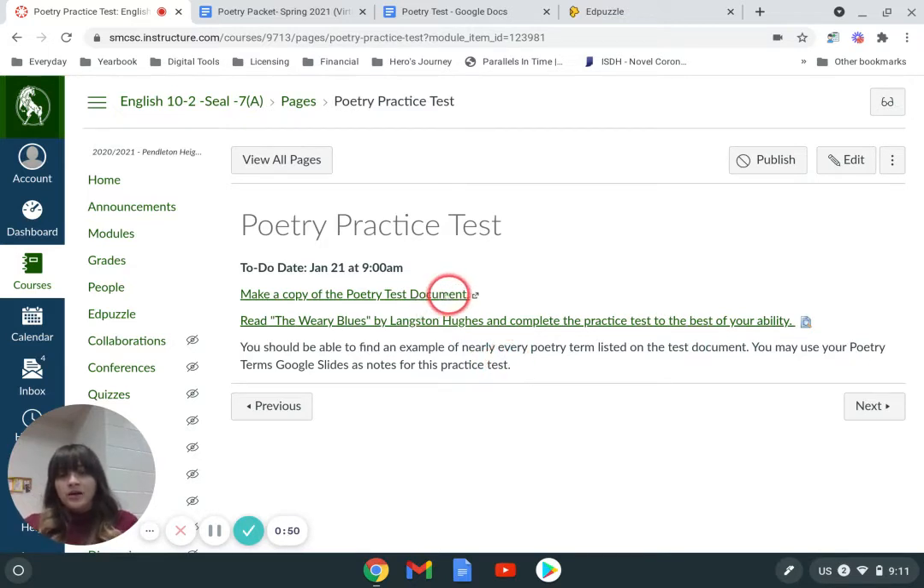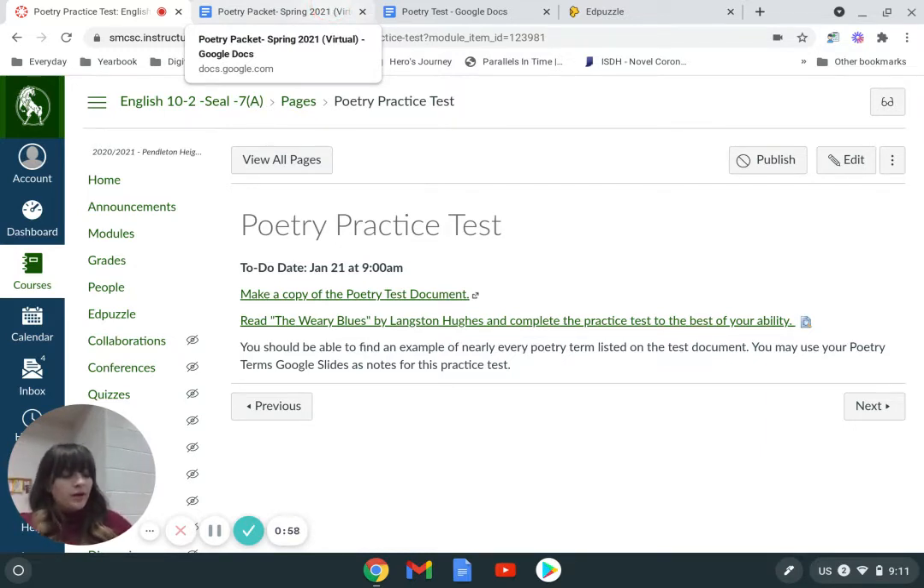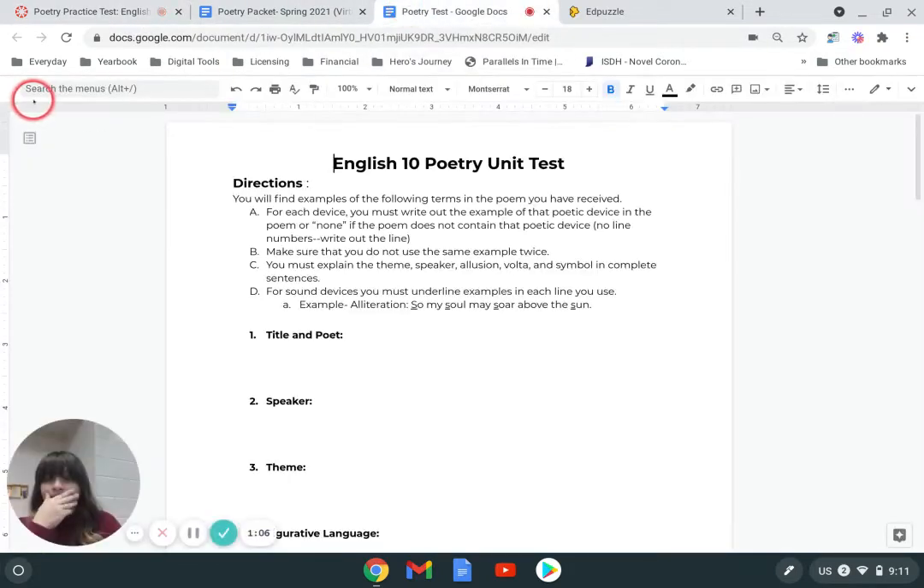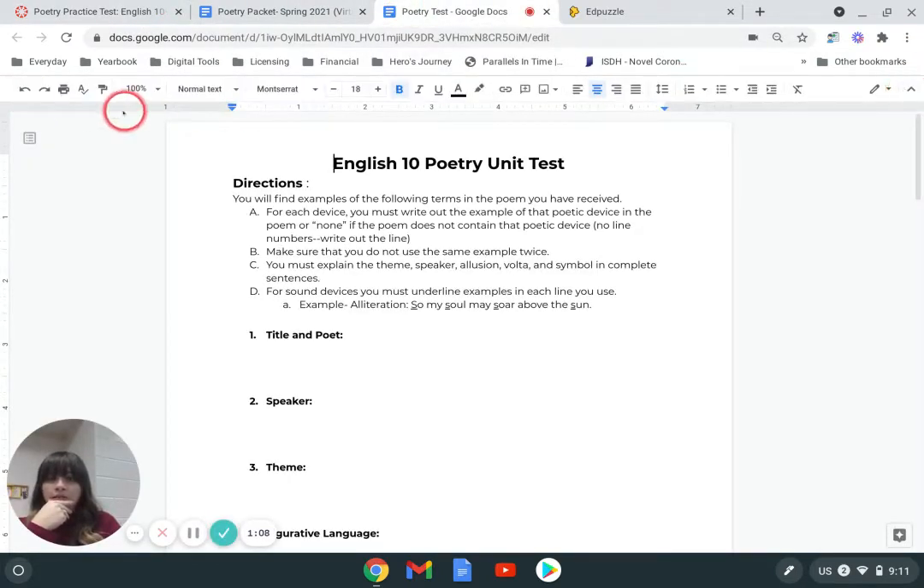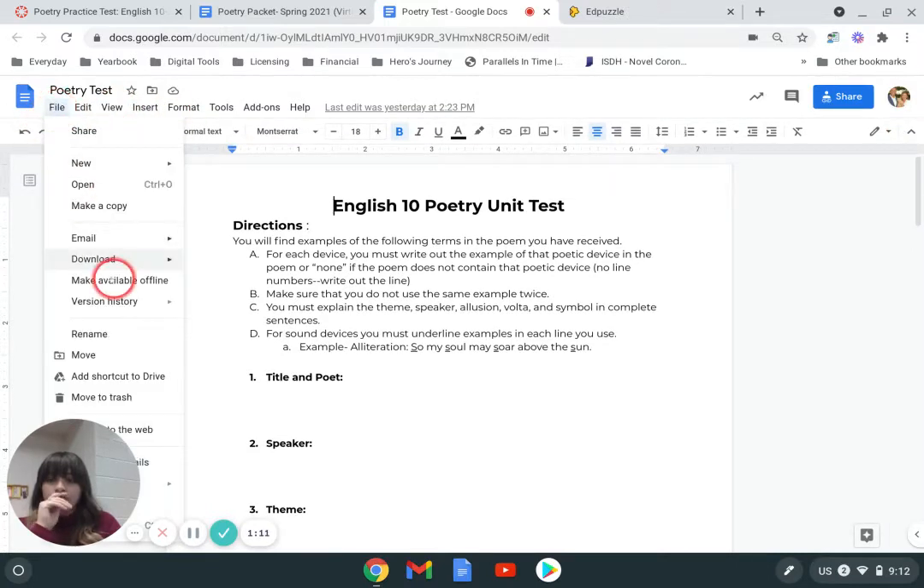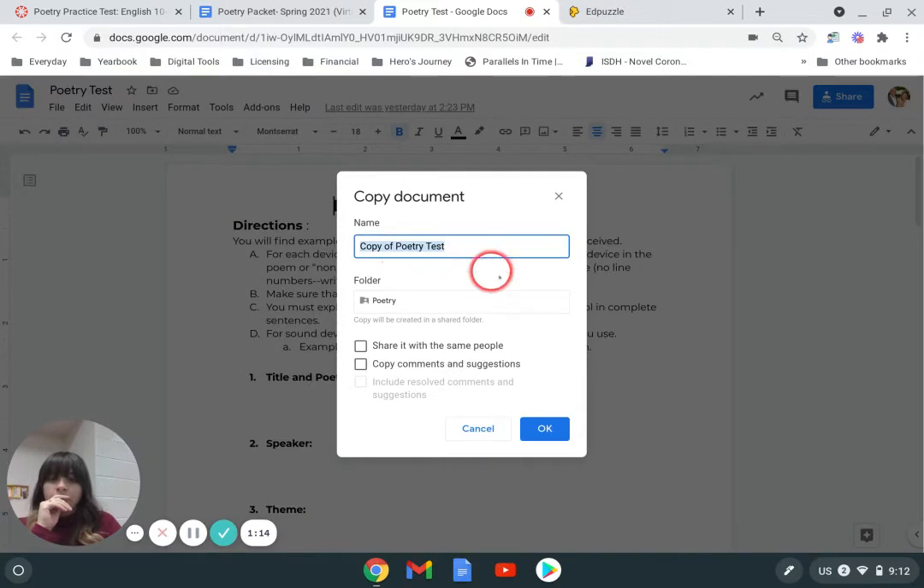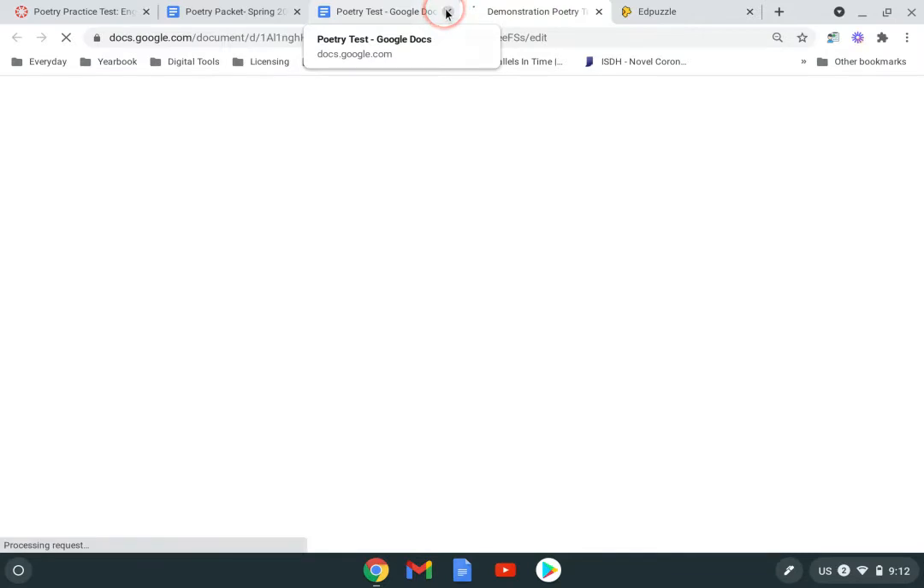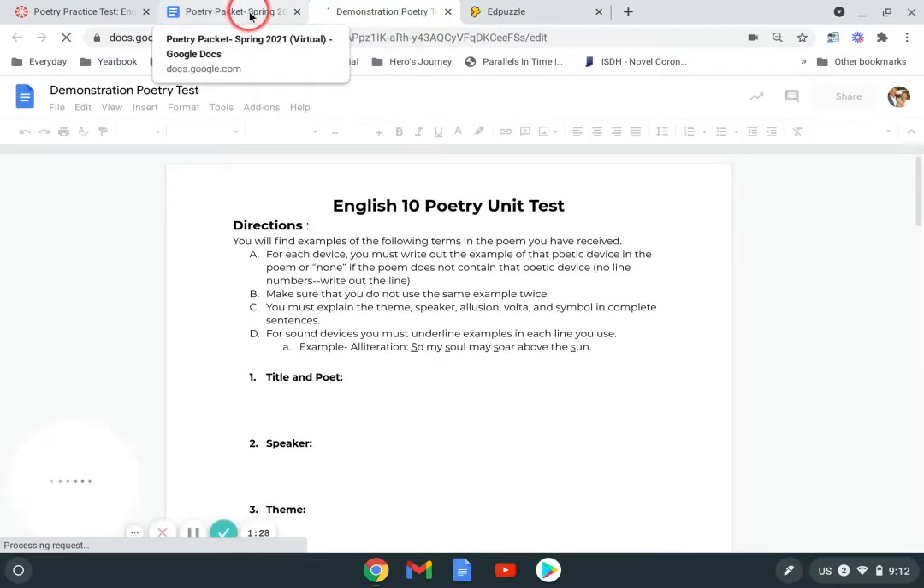Okay, so I'm going to make a copy of this poetry test document, but then I'm actually going to demonstrate this assignment through the poem Ex-Basketball Player by John Updike, which is in your poetry packet. All right, so I've made my copy of my poetry test.